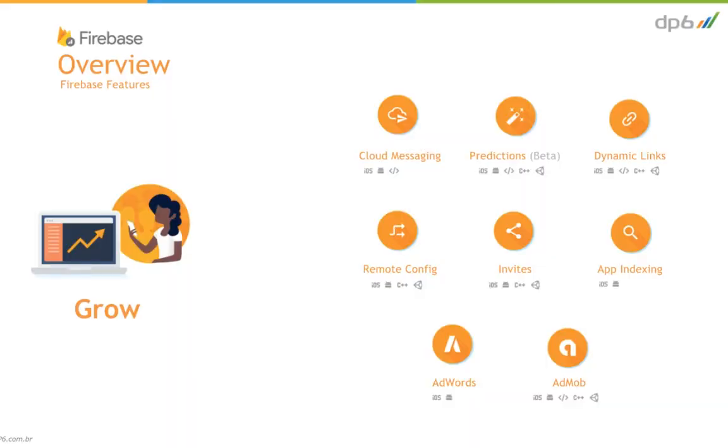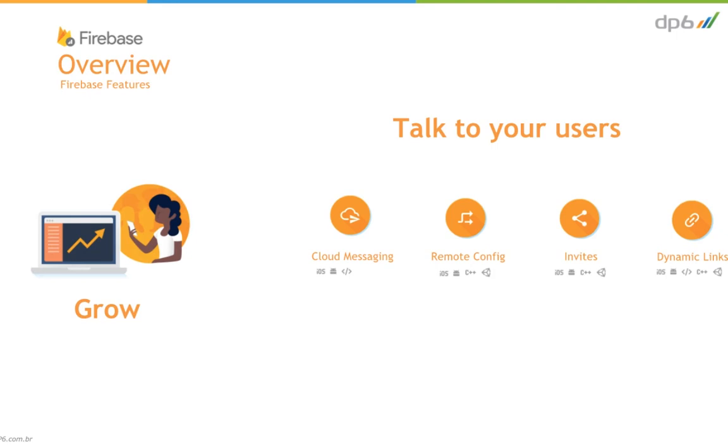And finally, the growth part of the SDK offers powerful tools focused on better communicating with the users that you already have and also bringing new users to your experience. Cloud messaging and remote config are great examples of tools that provide ways for you to better communicate with the users that you already have. Cloud messaging is a way for you to create campaigns that are based on notifications, and remote config is a tool for personalizing the content of your app.